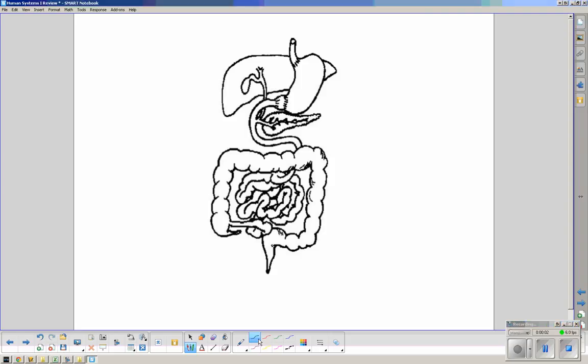This video is the first one in the Human Systems 1 section. And this is a summary of digestion. On your diagrams page, you should have this image of the gastrointestinal tract. What we're going to do is start at the top and talk about the organs and the secretions. What's missing here is the mouth.